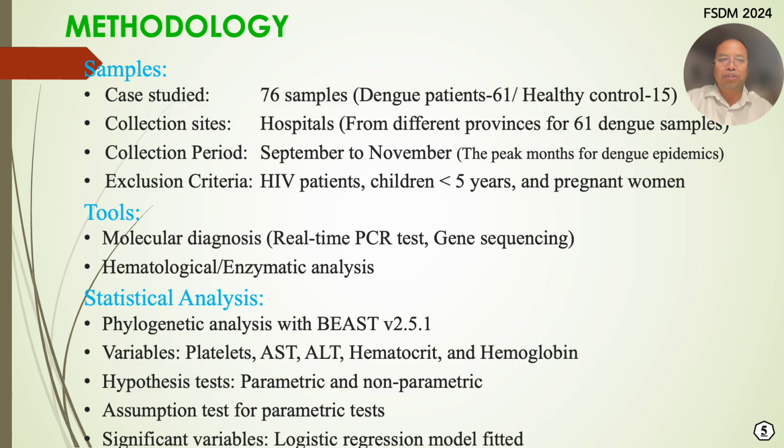The tools used are molecular diagnosis, real-time PCR tests, gene sequencing, hematological and enzyme analysis, statistical analysis, and phylogenetic analysis with BEAST. Variables used are platelets, AST, ALT, hematocrit, and hemoglobin. Parametric and non-parametric hypothesis tests are done. For the parametric tests, we have an assumption test. For the significant variables, we build a logistic regression model.